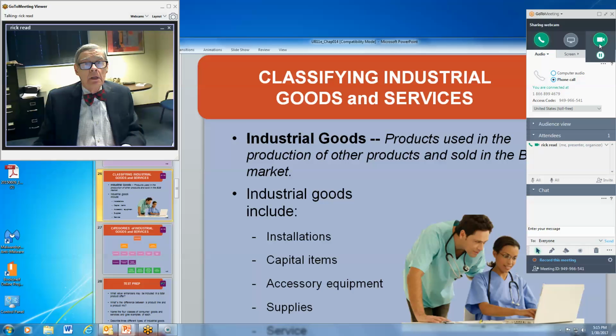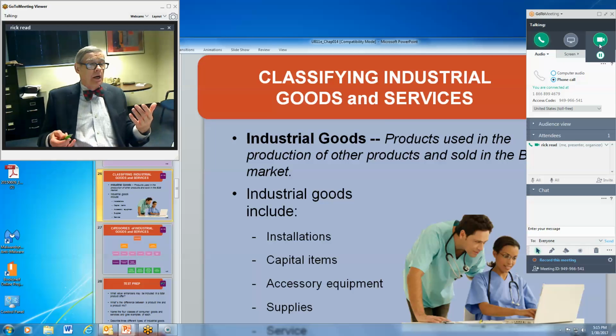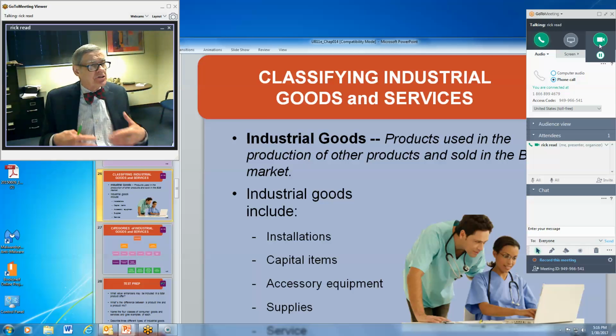Now, we move to a new category, industrial goods and services. First of all, we're going to talk about industrial goods here. And here we're talking about installations, capital items for a manufacturer, pieces of equipment that they need to manufacture other goods and services, accessory equipment, supplies, etc. A lot of that, the supplies, will help them make other product, maybe supplies for the business, etc.